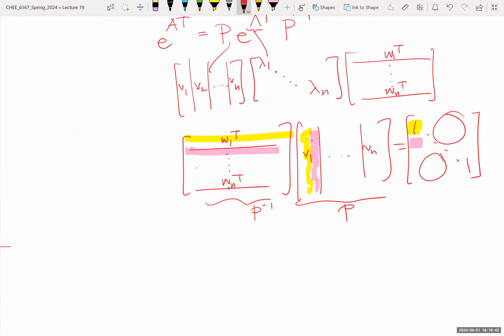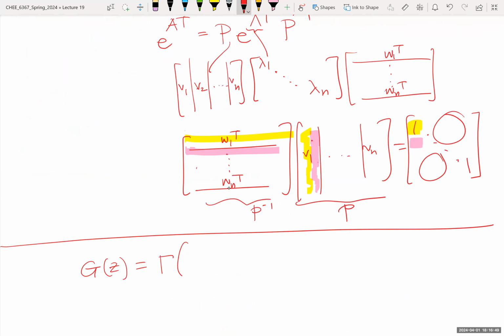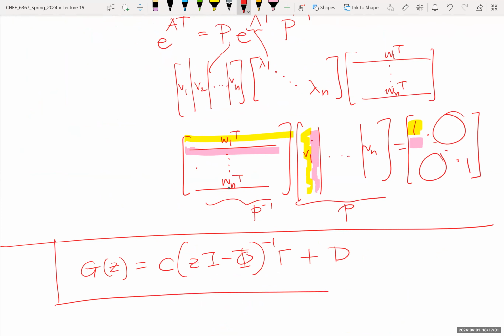So if you want to get G of Z, it's the same story. It's gamma Zi minus I inverse, sorry, C times gamma plus D. This is the transfer matrix in the Z domain. You can go back and forth, and there are plenty of formulas here, so I don't want to bore you with all that. Rather, let's do an example so you can see this.